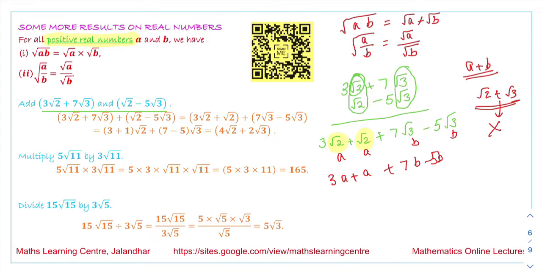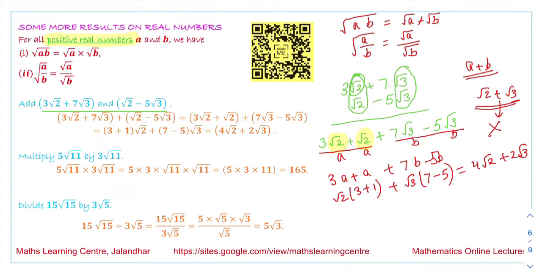But when it is 3 root 2 plus root 2 and 7 root 3 minus 5 root 3, what I can do, I can write root 2 is common. I am left with 3 plus 1. Similarly, root 3 is common. I am left with 7 minus 5. So the answer I will get is 4 root 2 plus 2 root 3.